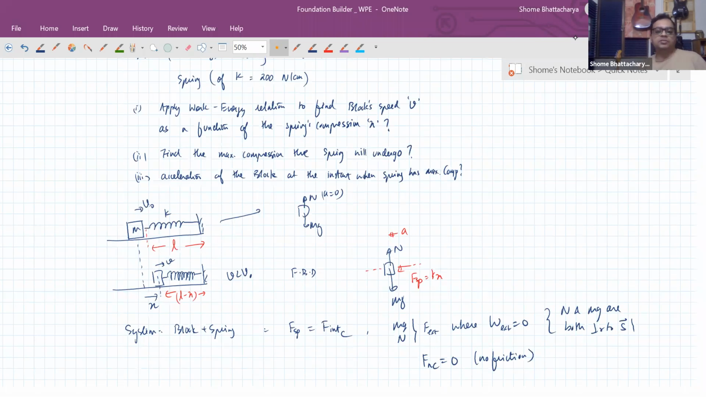Yeah, the two diagrams are compared only, na beta. From here to here, the block has compressed the spring by x. So whatever the displacement of the block against the spring, that becomes the compression of the spring.